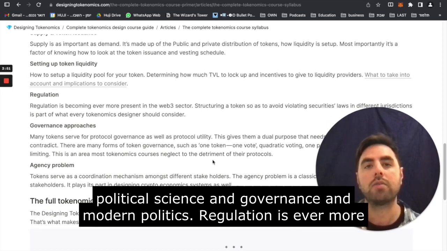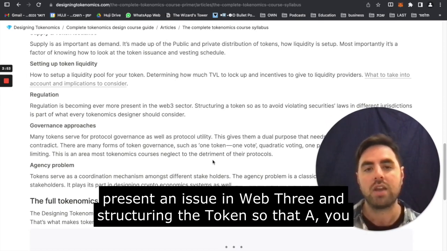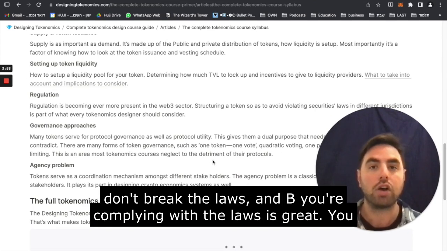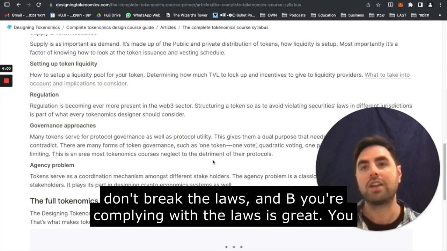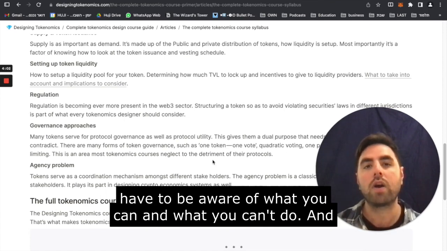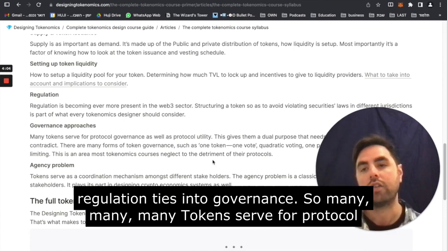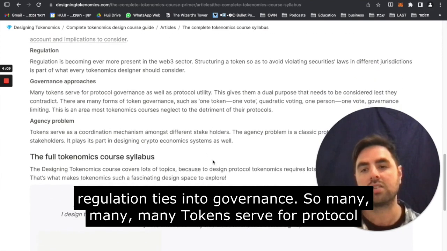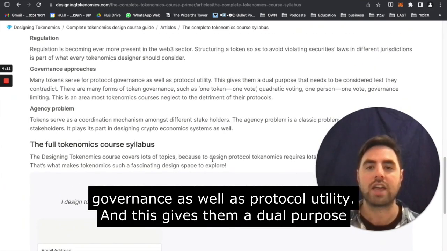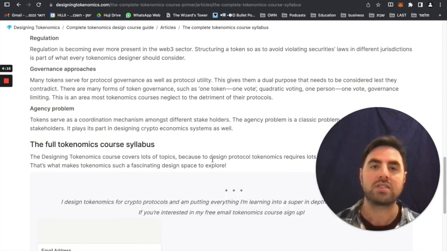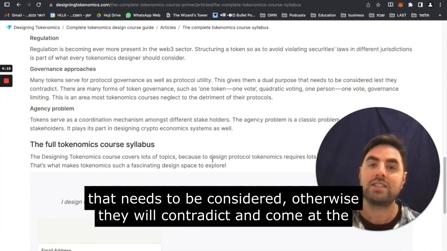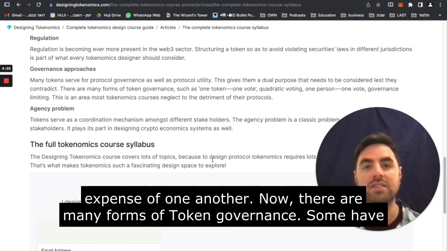Regulation. This goes into political science and governance and modern politics. Regulation is ever more present an issue in Web3, and structuring the token so that A, you don't break the laws, and B, you're complying with the laws is great. You have to be aware of what you can and what you can't do, and regulation ties into governance. So many tokens serve for protocol governance as well as protocol utility. And this gives them a dual purpose that needs to be considered. Otherwise, they will contradict and come at the expense of one another.